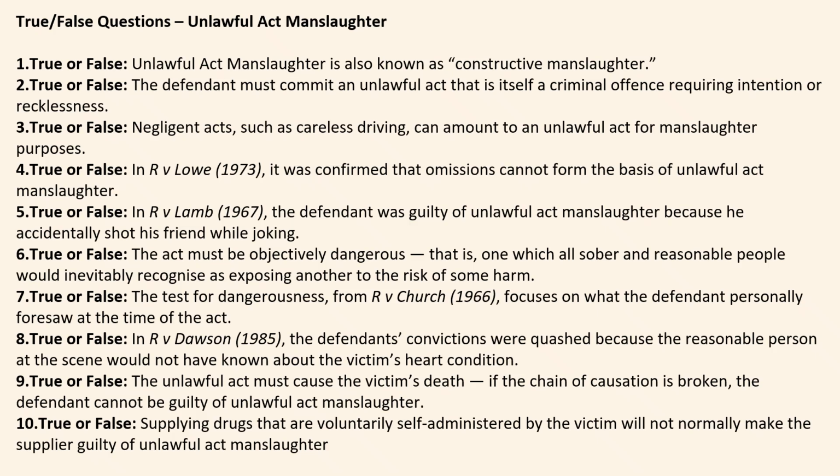That is one which all sober and reasonable people would inevitably recognise as exposing another to the risk of some harm. Question 7, true or false? The test of dangerousness from R versus Church focuses on what the defendant personally foresaw at the time of the act. Question 8, true or false? In R versus Dawson, 1985, the defendant's convictions were quashed because the reasonable person at the scene would not have known about the victim's heart condition.